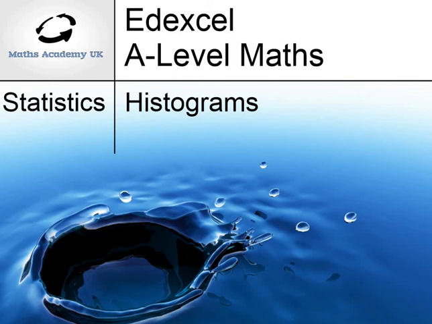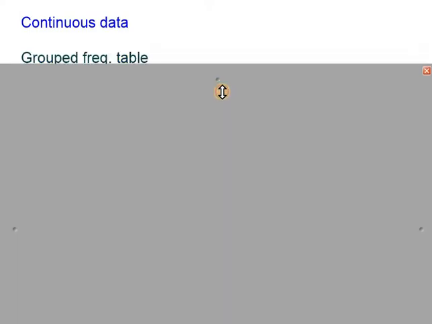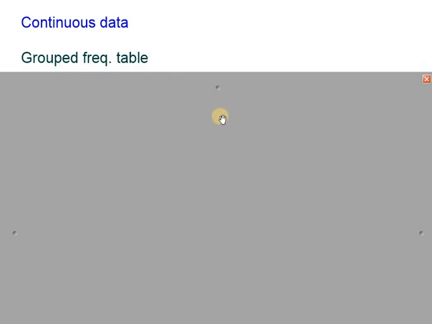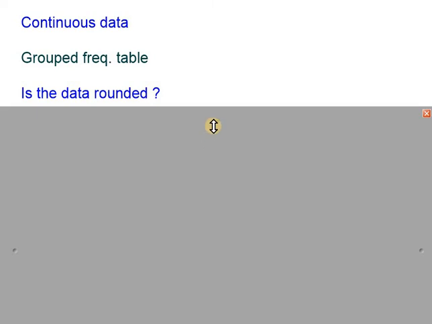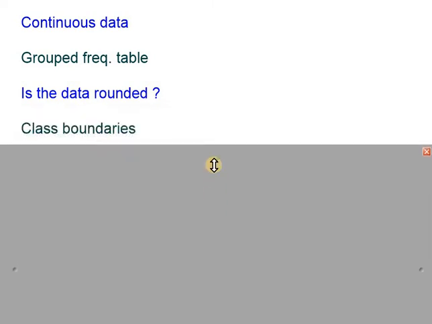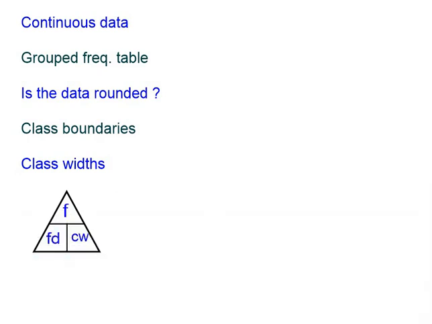Histograms. So we need quantitative continuous data that's in a grouped frequency table. We need to check if the data has been rounded. We work out the class boundaries, class widths, and we can use this useful relationship between frequency density, frequency and class width.